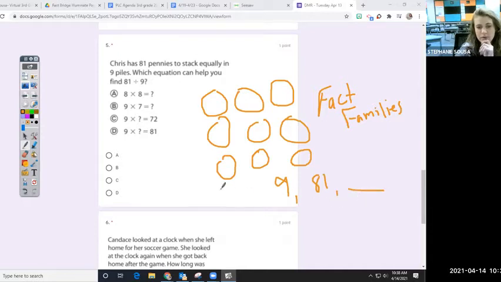Fact families have 3 numbers. So I am starting with 81 items, dividing them by 9. I could find the answer to that by remembering the opposite, which is 9 times question mark equals 81. Fact families. It's not even asking you for an answer. So if you started drawing 81 dots yesterday, oof, that was a lot of work, but you didn't read very carefully.